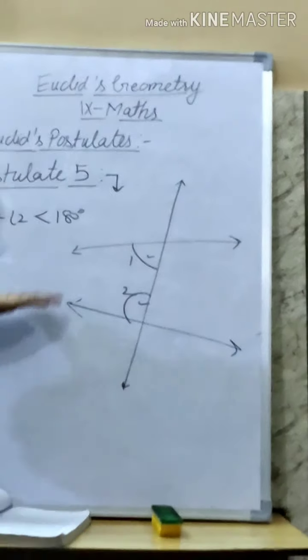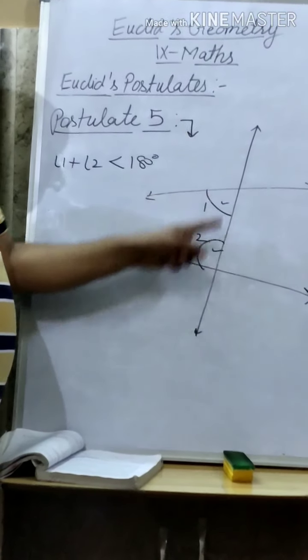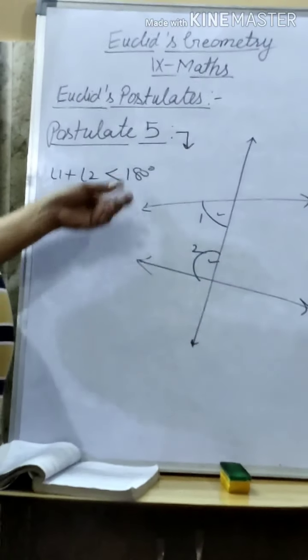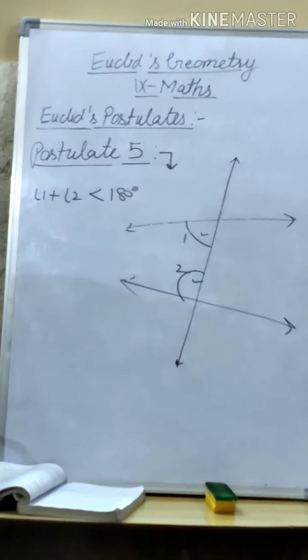So my students, if you see this angle in this direction, it may be 80, then 80 plus 80 is 160, which is less than 180. So in this direction they will intersect.